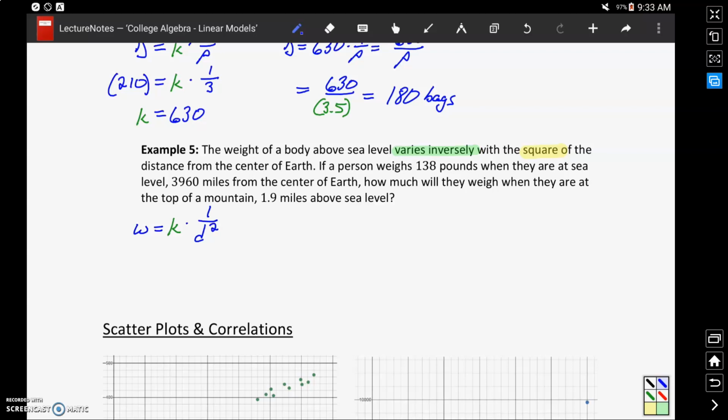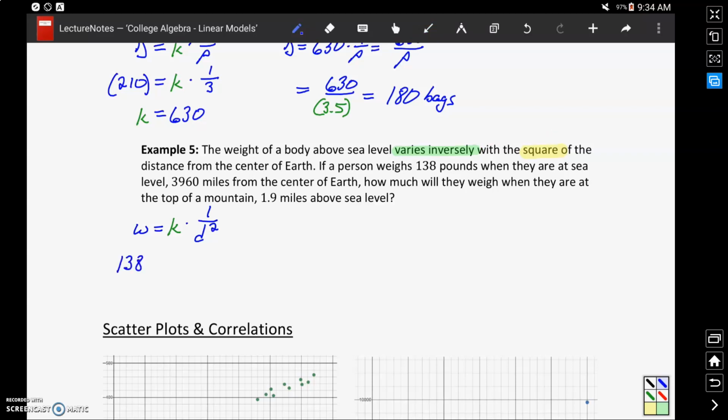So in both of these examples, we're dealing with nonlinear relationships, since our independent variable is in the denominator, and in this case, that independent variable is also being squared. So in examples 4 and 5, we're actually dealing with nonlinear situations, but we're still getting practice with this idea of setting up equations and translating the information from story problems into those equations.